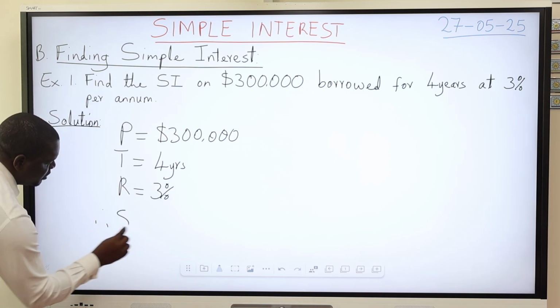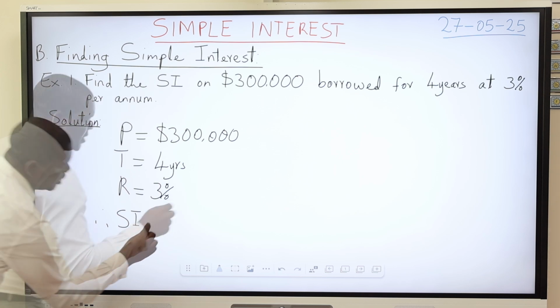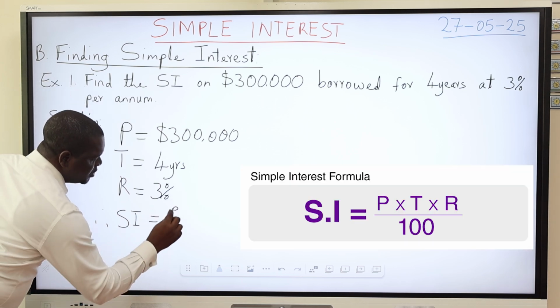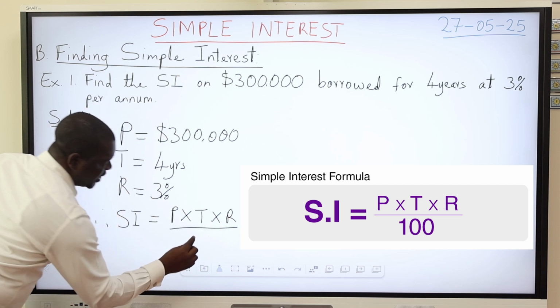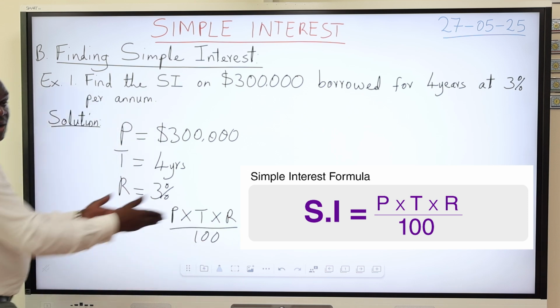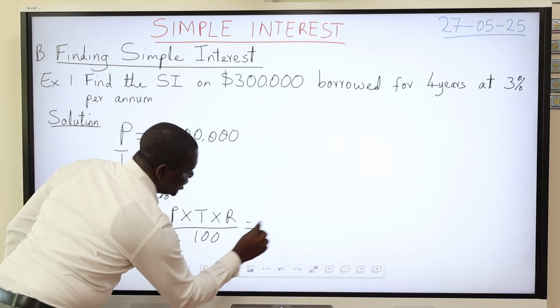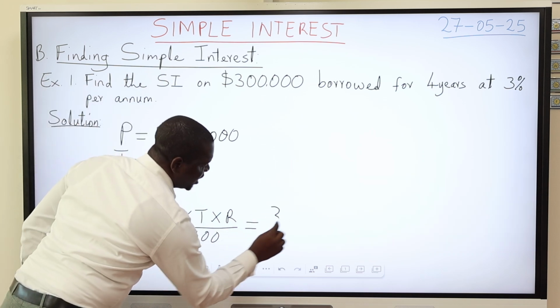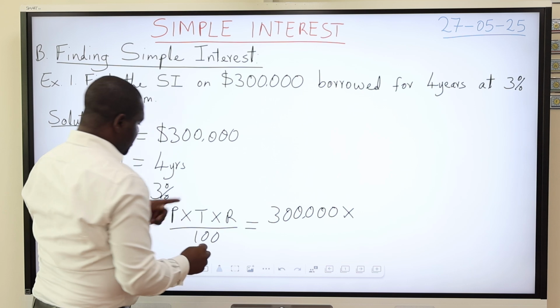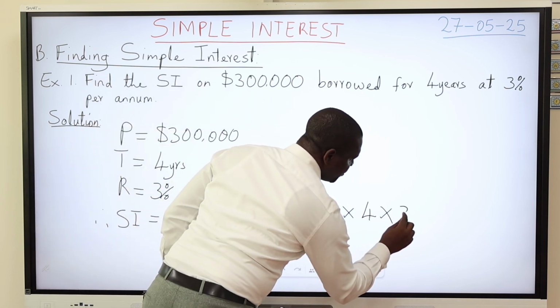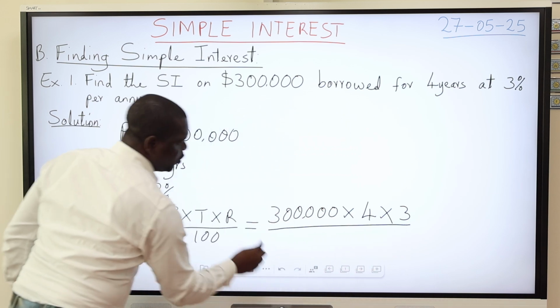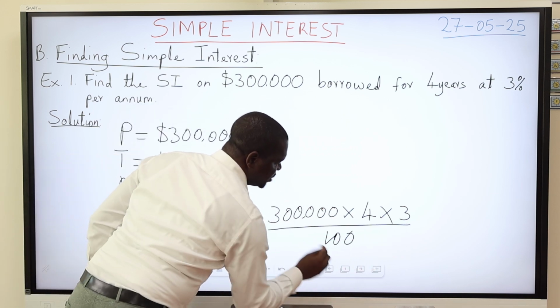Therefore, simple interest, SI, the rule is principal times time times rate, all this divided by 100. And we can substitute. That is the principal, $300,000, times the time, which is 4 years, times the rate, which is 3%. And all this we divide by 100.